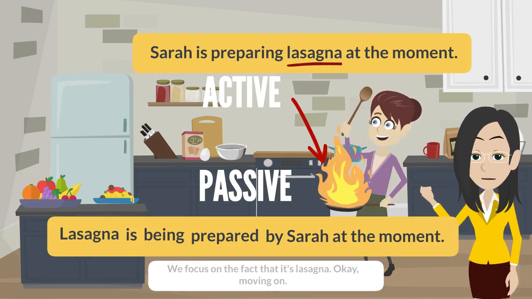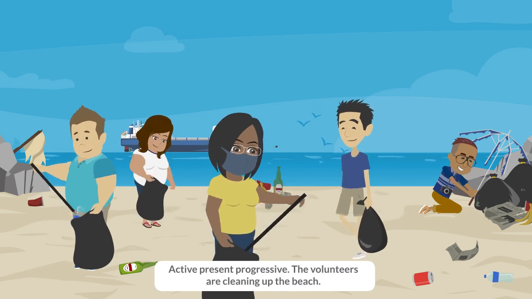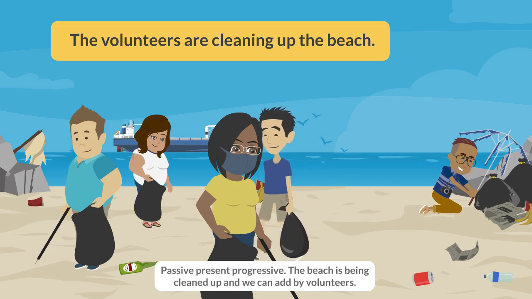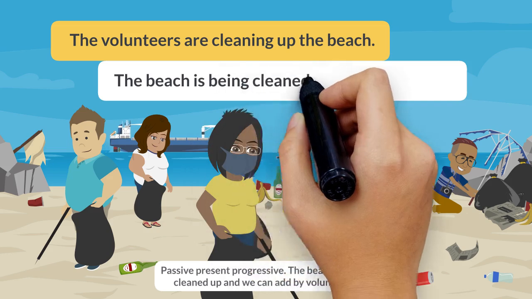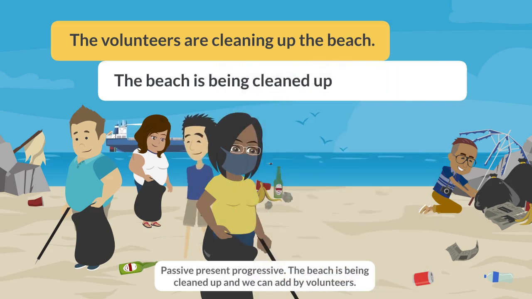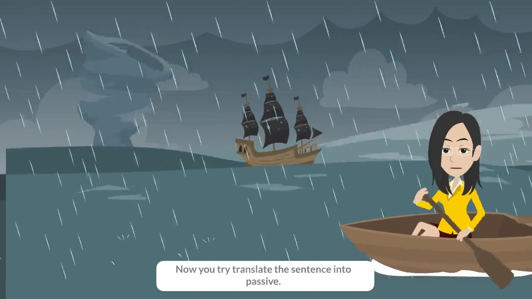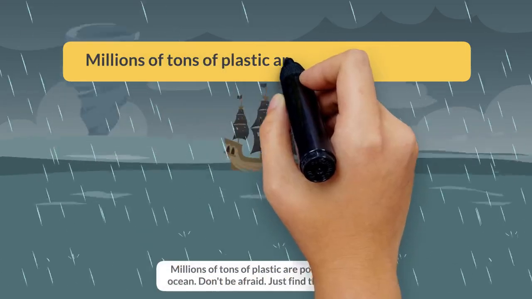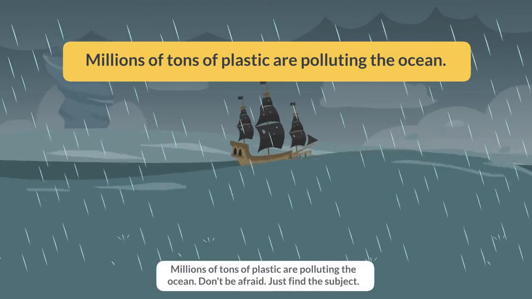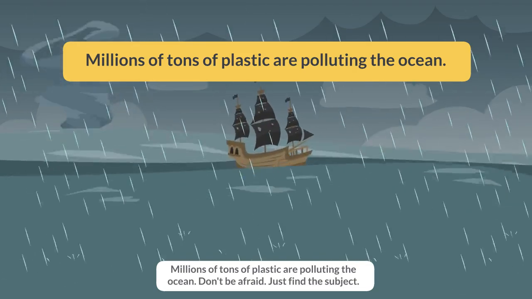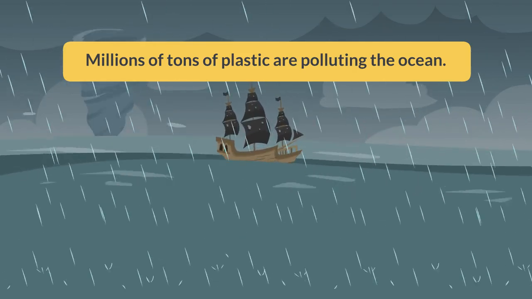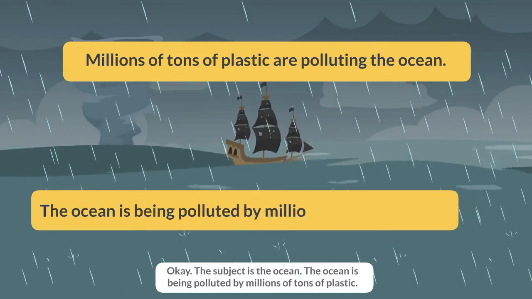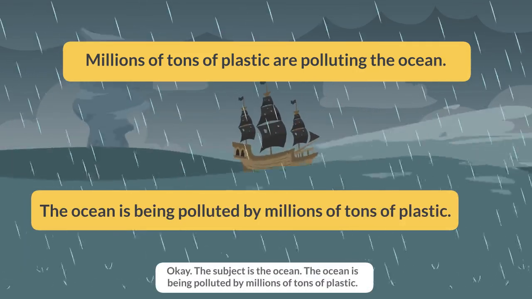Okay, moving on. Active present progressive: The volunteers are cleaning up the beach. Passive present progressive: The beach is being cleaned up, and we can add by volunteers. Now you try to translate the sentence into passive. Millions of tons of plastic are polluting the ocean. Don't be afraid. Just find the subject. Okay, the subject is the ocean. The ocean is being polluted by millions of tons of plastic.